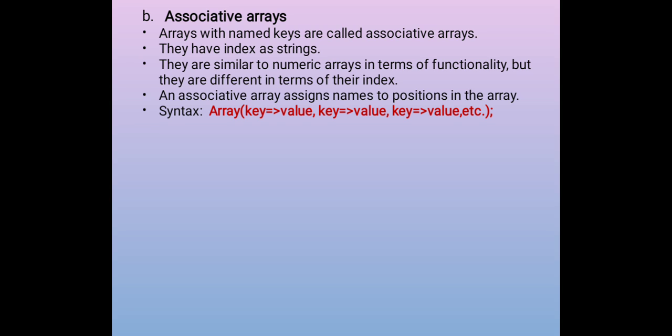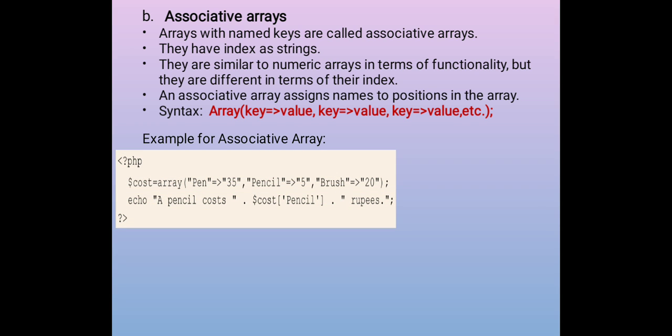Syntax is array of key equal to greater than symbol value, comma, key equal to greater than symbol value, up to n values. An example for associative array: PHP $cost equal to array of, within double quotes, pen equal to greater than symbol, the value of pen 35, comma pencil 5, brush 20.